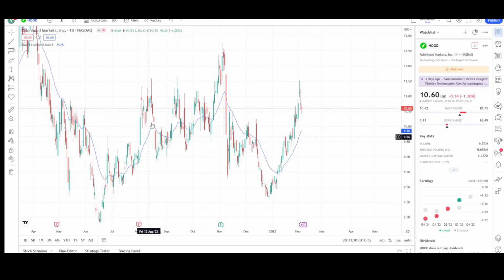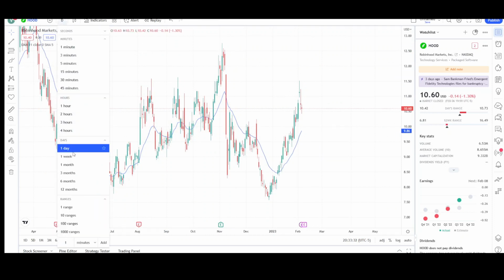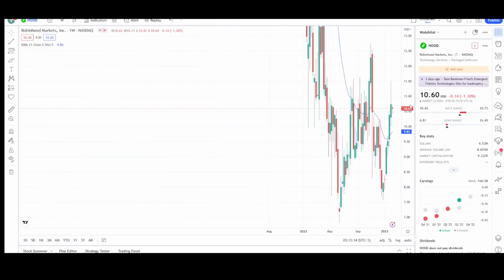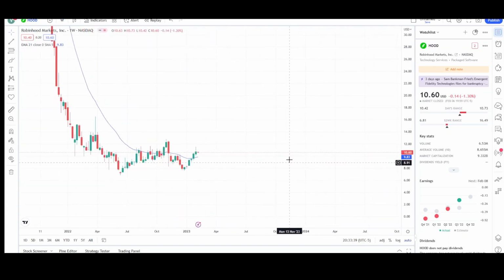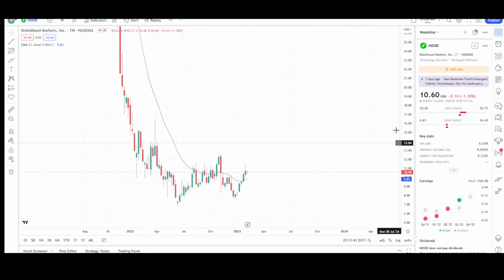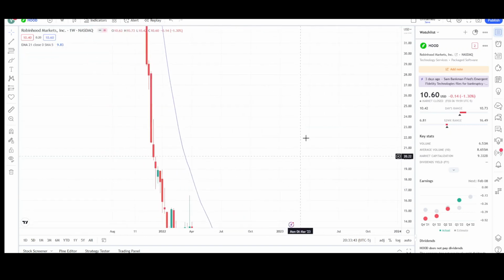Basically, it's been consolidating for a while, and there's a good chance we probably see continuation to the upside, but after a pullback. So in the short term, we should see a pullback maybe in the next couple of days. And the medium term, meaning next couple of weeks to a month, I think there's a good chance it continues higher. Here's the weekly chart.